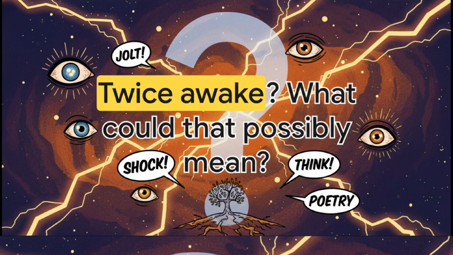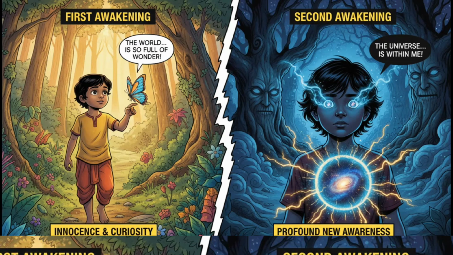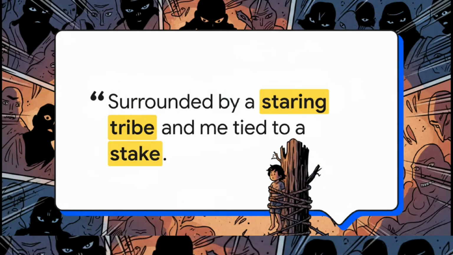So let's really think about that. Twice awake? What could that possibly mean? I mean, this is the kind of stuff poets do, right? They give us these lines that just make you stop and think. It's a jolt, a real shock to the system. Okay, so think of it like this. Your first awake is just the normal everyday world. But this second awake is something way deeper. It's like a sudden, shocking realization, a new awareness of some hidden truth about the world, and more importantly, about your place in it. And in that exact moment of being twice awake, everything changes. The whole world just transforms.